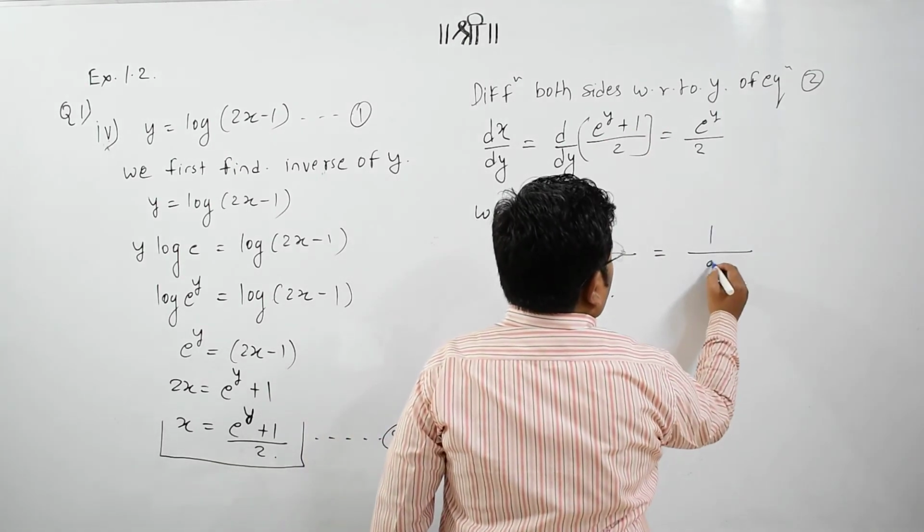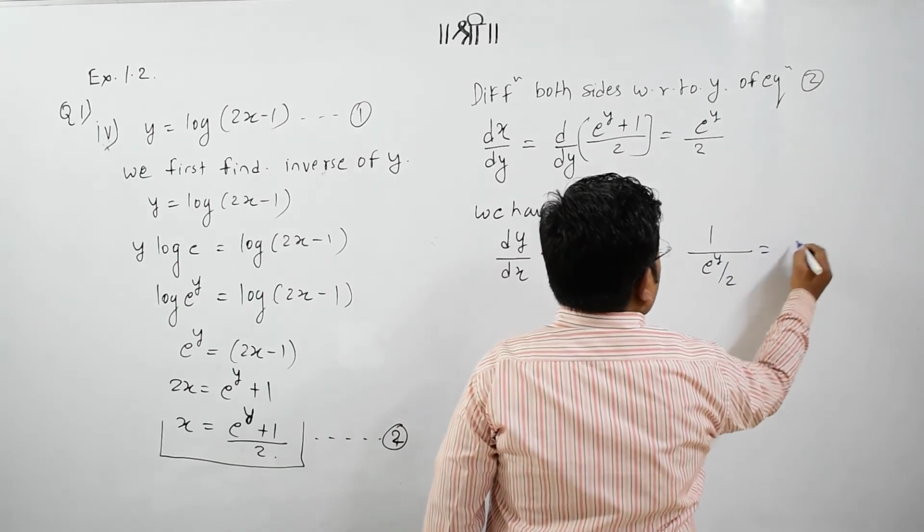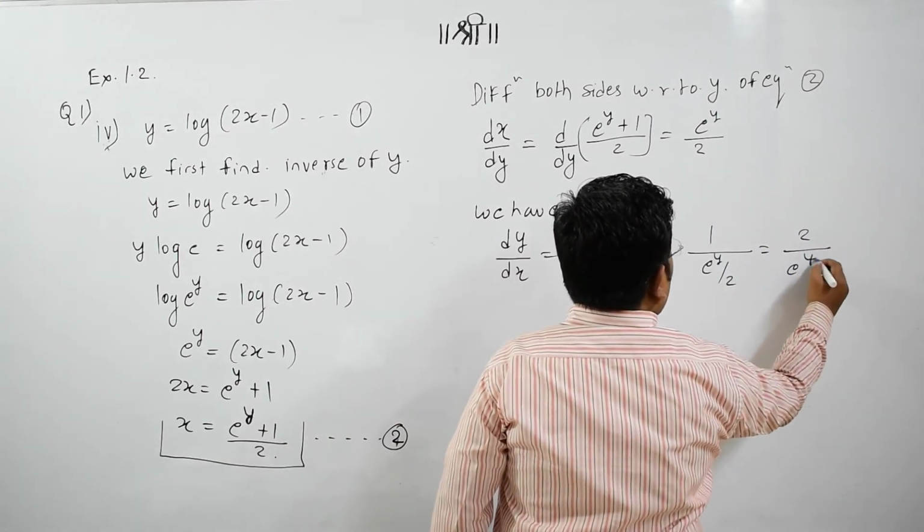So 1 upon e raised to y divided by 2, which is equal to 2 upon e raised to y.